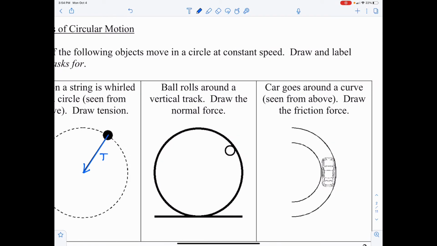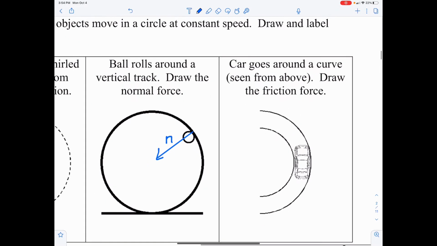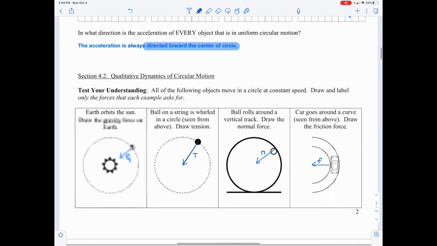Ball rolls around a vertical track. Draw the normal force. Well, the normal force is drawn from the surface onto the object in a perpendicular fashion. So the normal force would be pointing just like this. And a car goes around a curve as seen from above. Draw the frictional force. Well, it's the frictional force from each tire that points toward the center of the circle, allowing the car to actually navigate the circle.